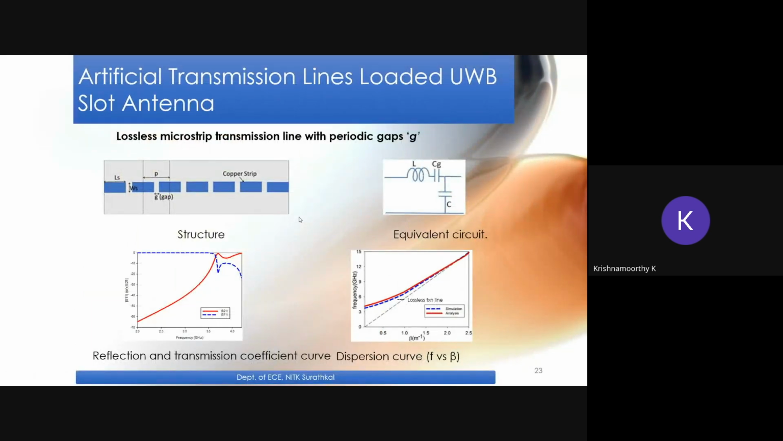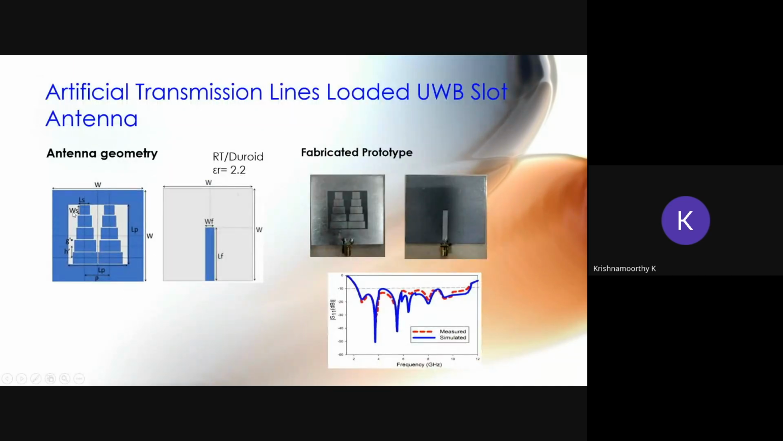Another one is the design of a UWB antenna using the slot antenna. We have seen many UWB antennas in the literature using the monopole configuration, but we tried to design the UWB antenna using the slot antenna, by loading artificial transmission lines onto it. This is the conventional slot antenna, and it is loaded with this kind of artificial transmission line.